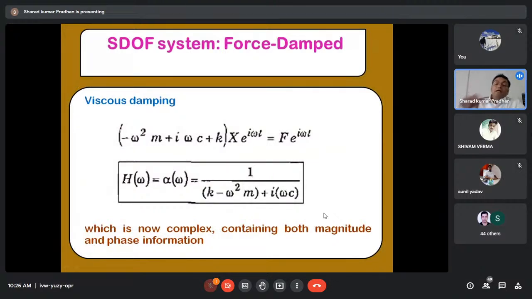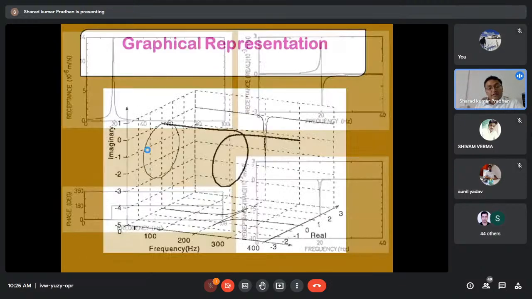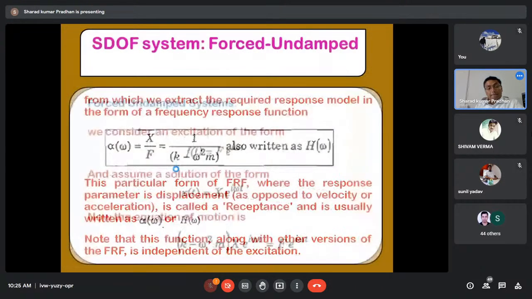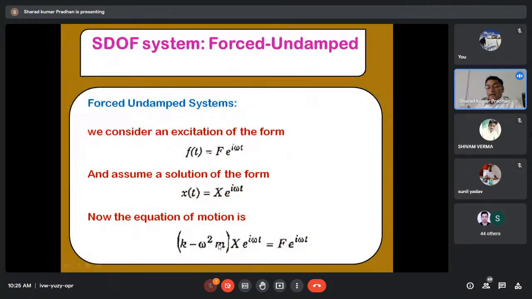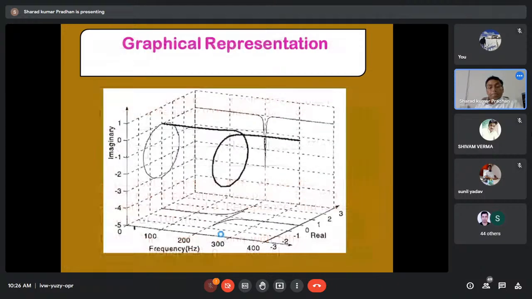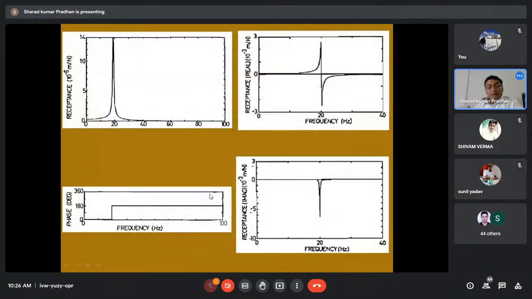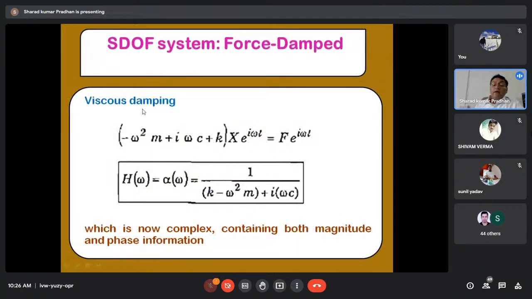Now we are putting damping also into it. Earlier we took stiffness and mass only, now damping also. As soon as you put damping in, if you look at this equation, only one equation you have to remember, this one: K minus omega square m times X e^(i omega t) equals F e^(i omega t). If you include the damping term also, the equation will become m x double dot plus c x dot plus k x is equal to f. That is the basic equation.